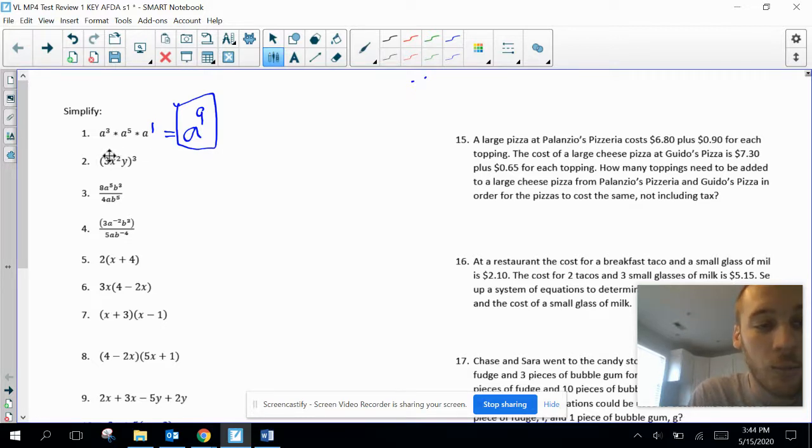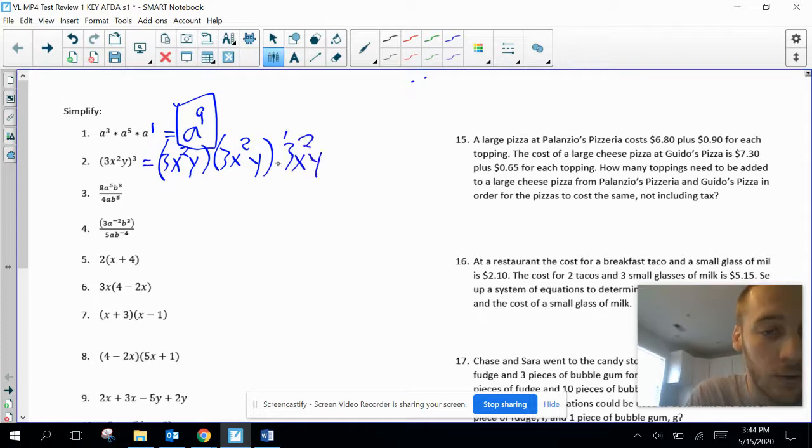This one, cubed means times itself 3 times. So you can think about it as we're going to cube each one of these things. Or if you want to, you could write it out like this. 3x squared y, that's one of them. 3x squared y, that's two of them. And 3x squared y, that's 3 of them. Cubed means times itself 3 times. And then we can just go across. So 3 times 3 times 3, that's 27.